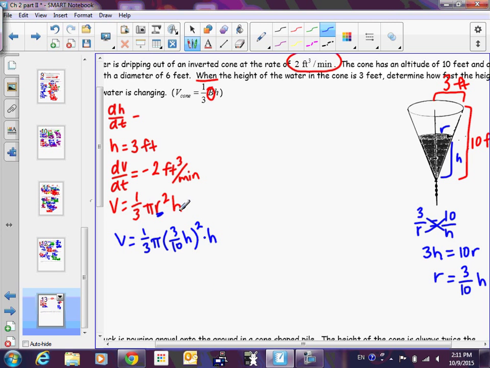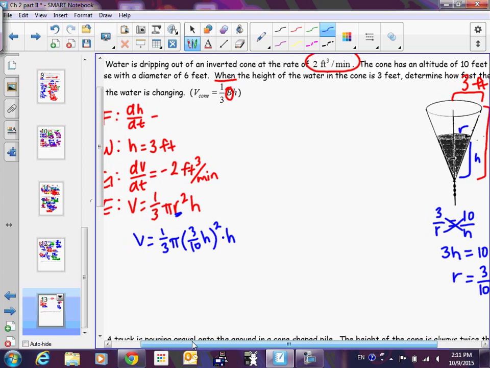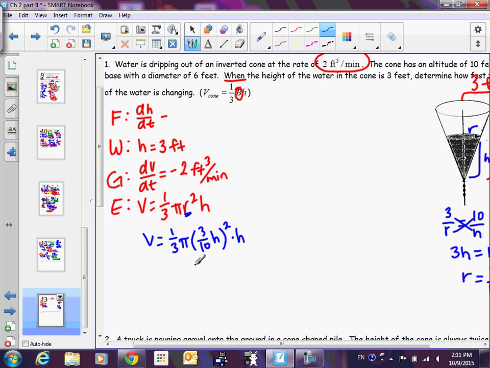And so this formula in red, that was the given formula. The formula I have here in blue is the same formula for this problem. It's just, see how there are no more R's? That's good. That's what I want. I don't want any R's. I only want H's.